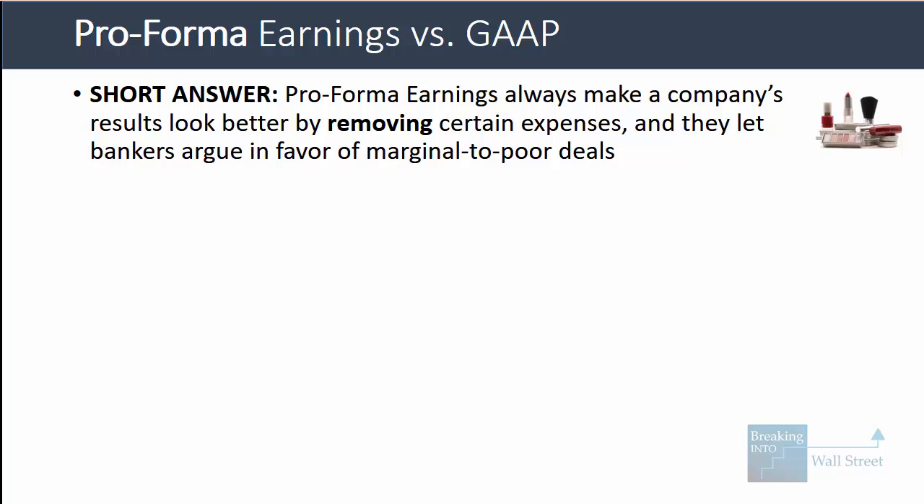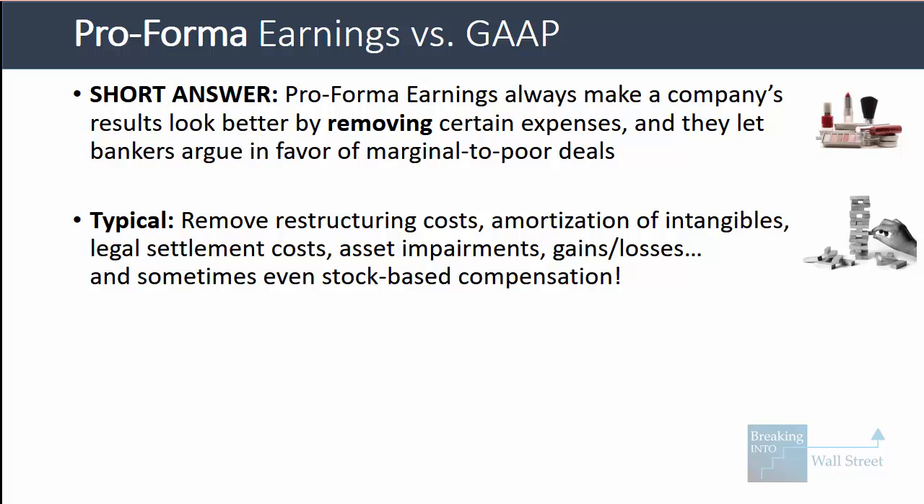The short answer is that pro forma earnings always make a company's results look better by removing certain expenses. And they let bankers argue in favor of marginal-to-poor deals, in other words, deals that would normally be dilutive or neutral at best, by saying, well, if you add back certain expenses, then the EPS accretion dilution turns accretive, and this deal suddenly looks a whole lot better, and your shareholders may be more willing to approve of it.